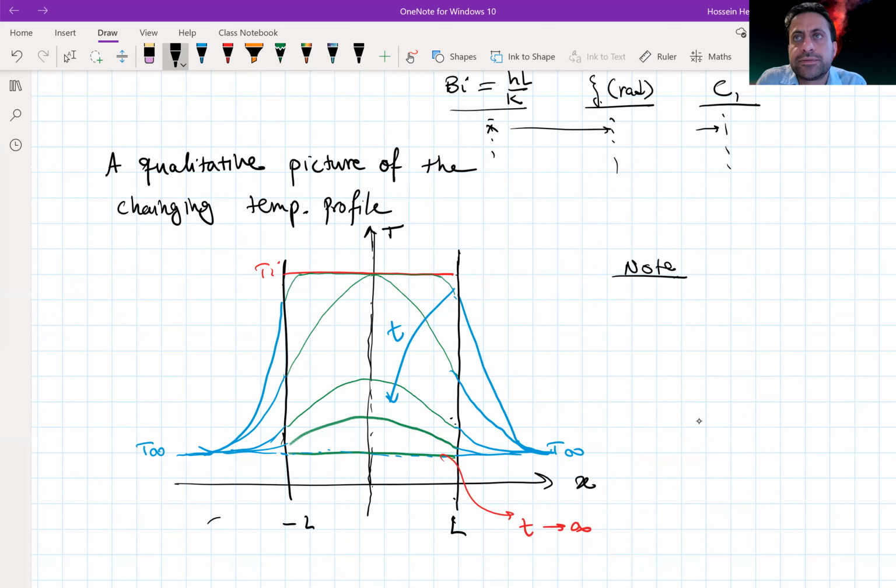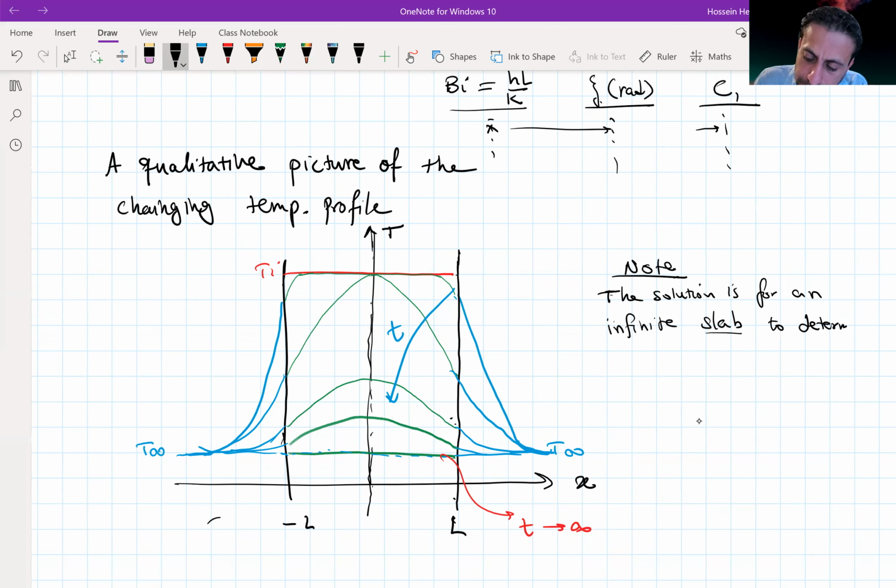The solutions that we have found are for a plane wall. The solution is for a plane wall or infinite slab, to determine the transient response of a plane wall, or the solid slab, to a sudden change in the surface temperature.